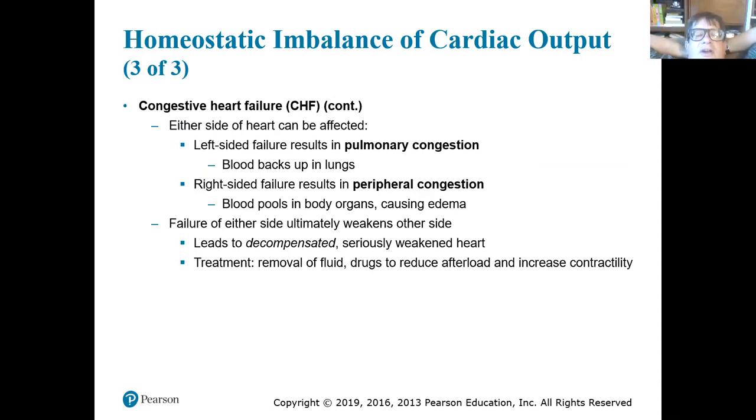On the left side, if it happens, you have pulmonary congestion, where blood's backed up in the lungs because you're having trouble getting it to the left side of the heart. On the right side, peripheral congestion, the blood will pool in your organs, it'll cause edema. Failure on either side will ultimately weaken the other side. This will cause a seriously weakened heart. The treatment is remove fluids, take drugs to increase contractility or reduce afterload, drugs to cause you to urinate more.